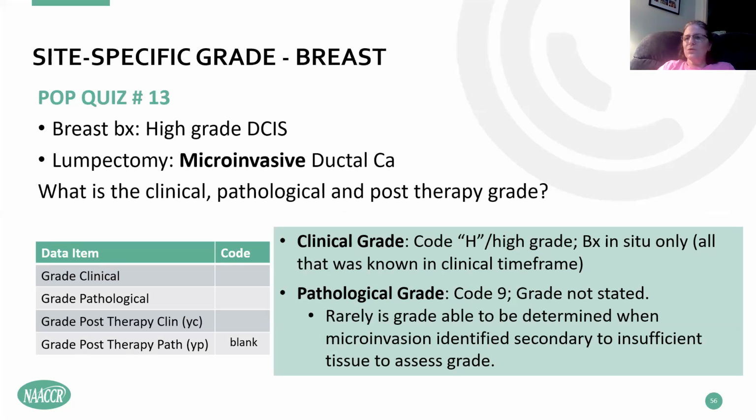The pathological grade would be a code 9, grade not stated. Usually we find that when there's microinvasion, a lot of times you're not going to get a grade on microinvasion. So this is a situation where you would not use the clinical information in the pathological information, mostly because the clinical is in situ and the path is invasive.